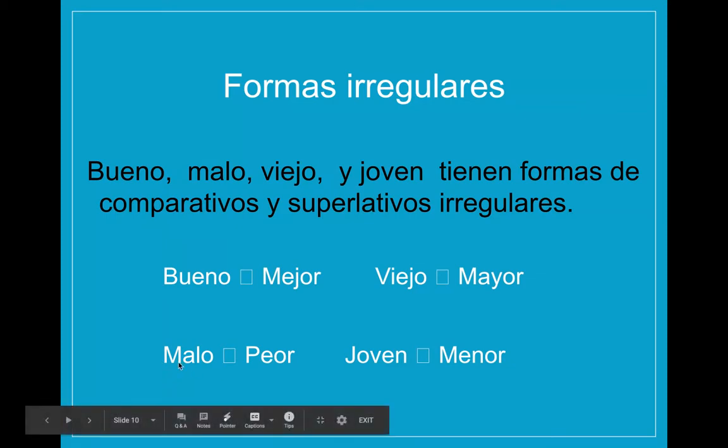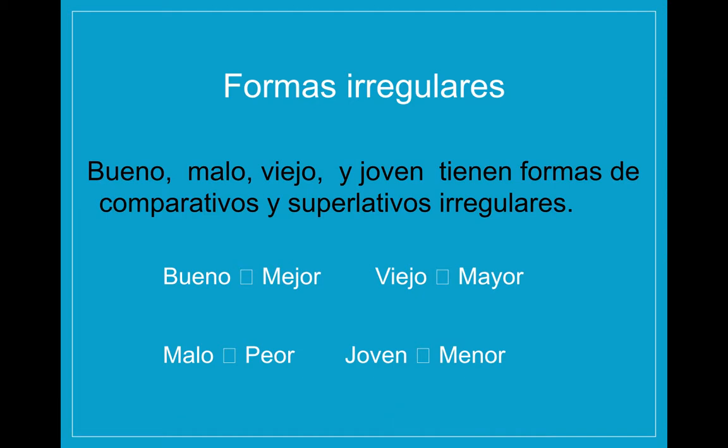Then the opposite of that, malo, bad, so peor is worse. So esta clase es peor que la otra. This class is worse than the other. Esta es la peor clase. This is the worst class. So instead of saying, I can't even make myself say it, el más malo, el peor.